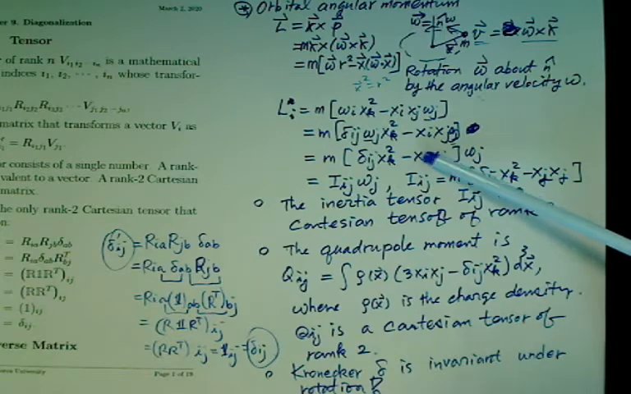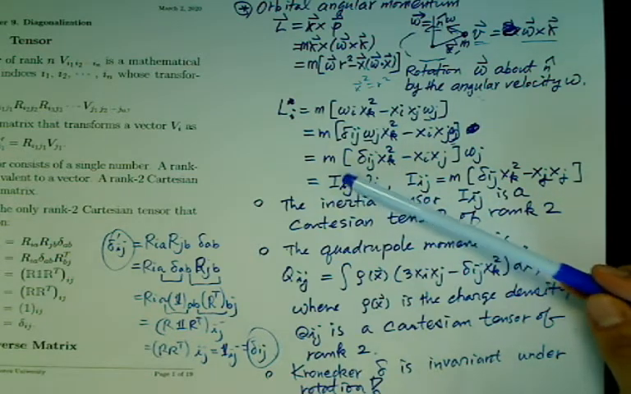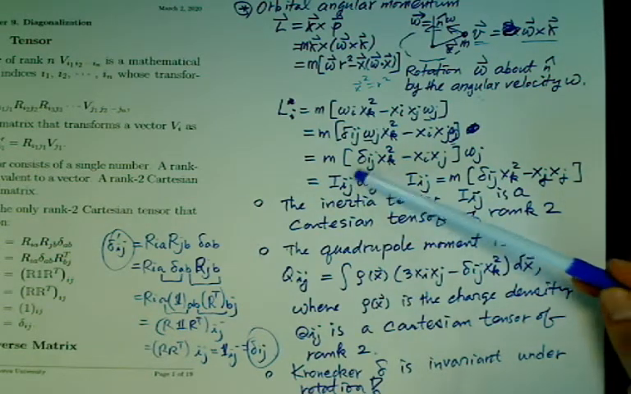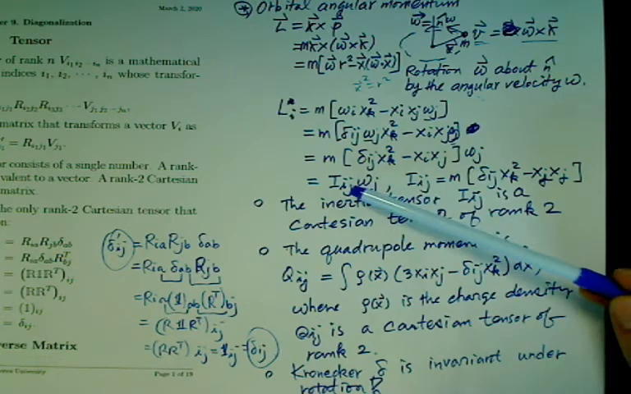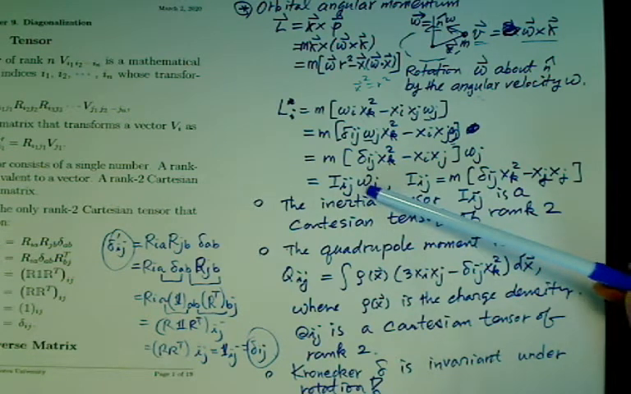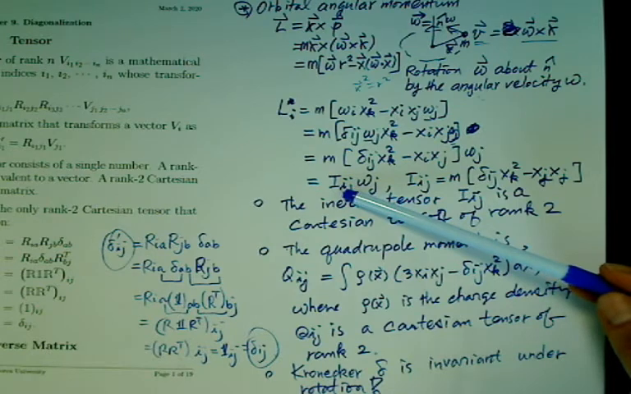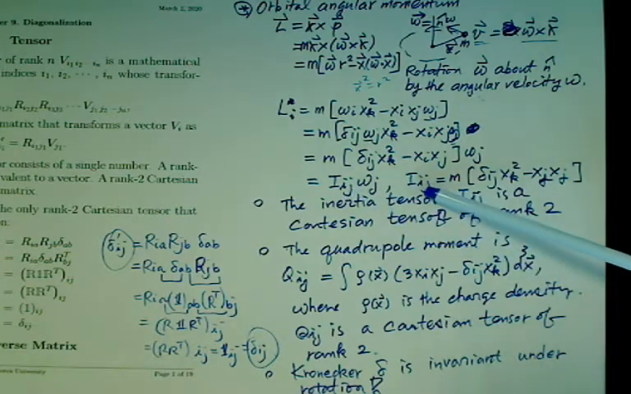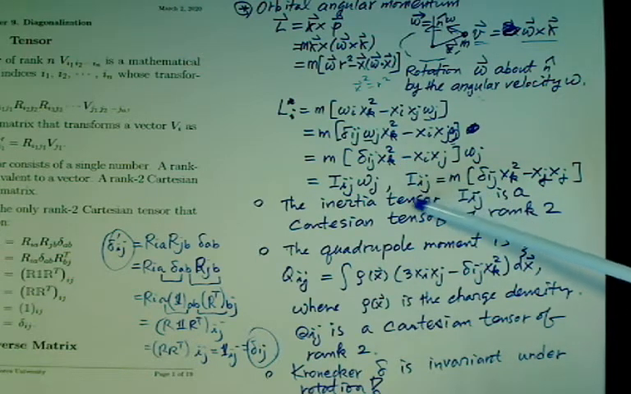Now it is written in the form of matrix I multiplied by column vector omega, where j is summed over, where the matrix I has an ij element of m delta_ij x_k squared, where k is summed over, minus x_i x_j. We have two vector indices in each term. Therefore, this matrix is a rank 2 Cartesian tensor.